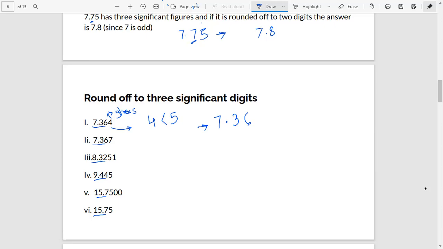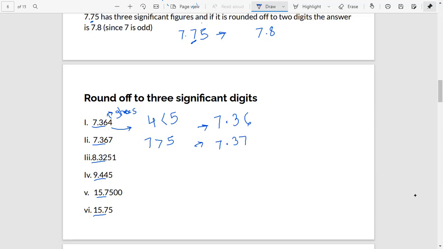Now in the second case, the last digit is 7 and it is greater than 5. So what is to be done? This has to be increased. So 7.36 becomes 7.37. Are you getting this point? Why have we increased this to 7.37? Because the last digit is greater than 5.